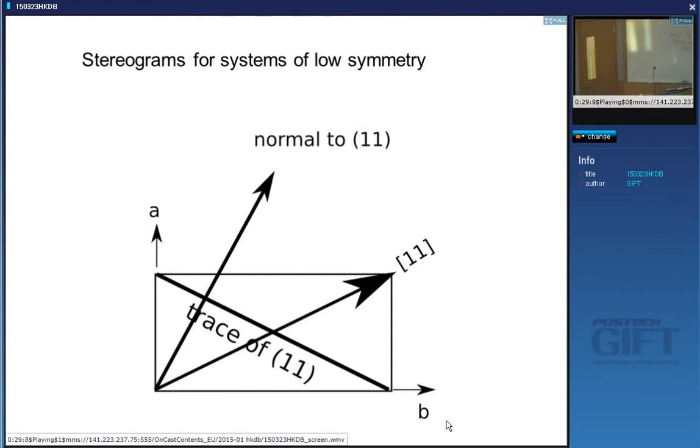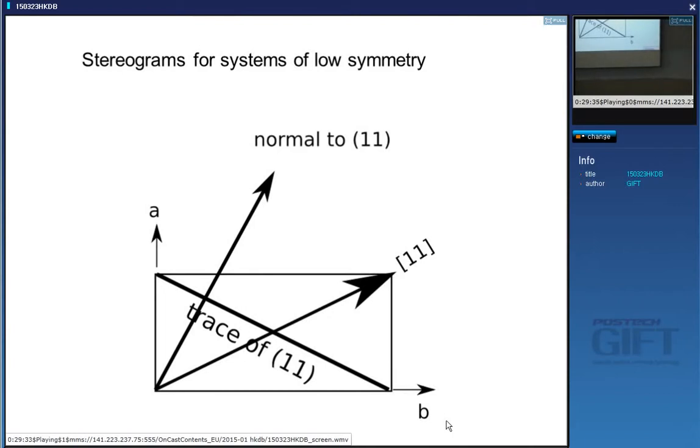So for example, this is our 1-1 plane in this two-dimensional diagram. And the normal to that plane is this one. We are using round brackets for normal. But the 1-1 direction is here. So no longer is it the case that the 1-1 direction is parallel to the 1-1 plane normal. It may be in special cases.